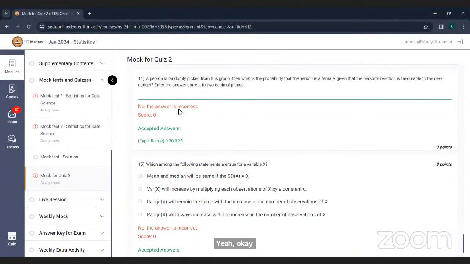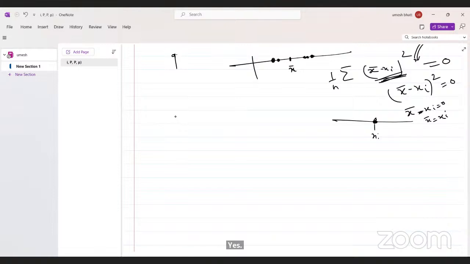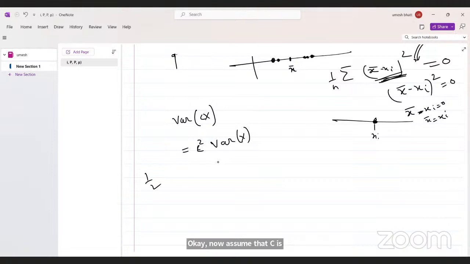Okay, what is the next one? Variance will increase by multiplying each observation by C. Is this correct? What is the property of variance? Variance of Cx is C square times variance of x. You know all this? Now assume that C is 1 by 2. Then this is variance of x divided by 4. Is this an increase or a decrease? Decrease, so it is not true.